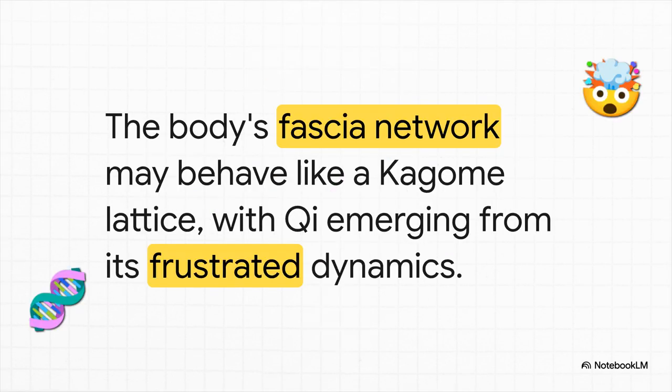There is a seriously mind-bending theory out there that our body's fascia, that web of connective tissue that holds everything together, is actually structured like a Kagome lattice. And if that's true, then qi might not be some mystical external force at all. It could be an emergent property that arises naturally from the frustrated, dynamic geometry of our own biology.